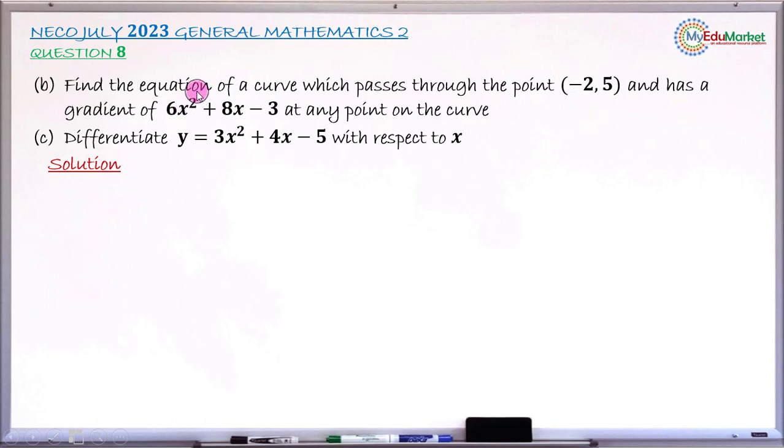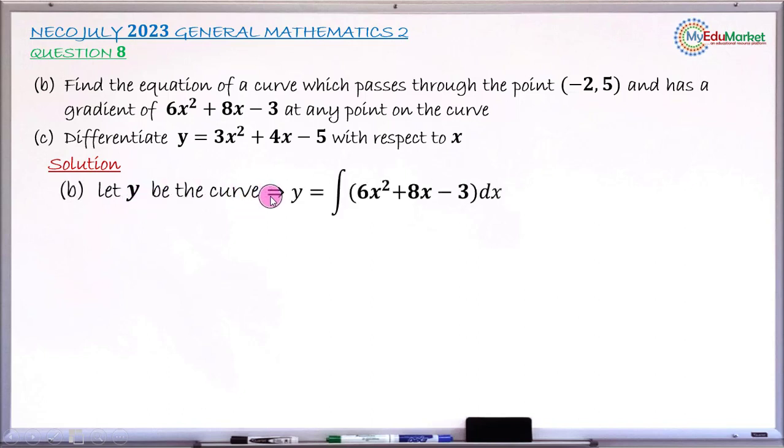Now it is the equation of the gradient that we have in the question. We want to find the equation of the curve, which means we take the reverse of the derivative, which is the integral of 6x squared plus x minus 3, and it will give us the equation of the original curve. So let the equation of the original curve be y, which means y equals the integral of the gradient, 6x squared plus x minus 3, with respect to x. Integrating this function term by term gives 2x cubed plus 4x squared minus 3x plus c.